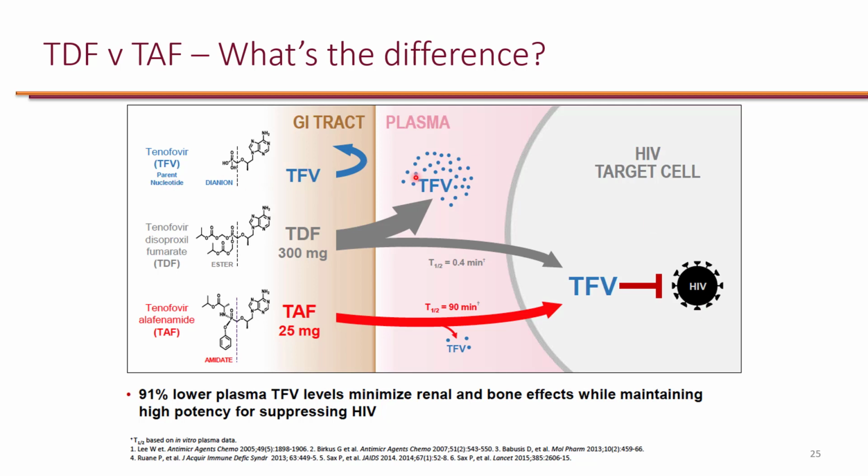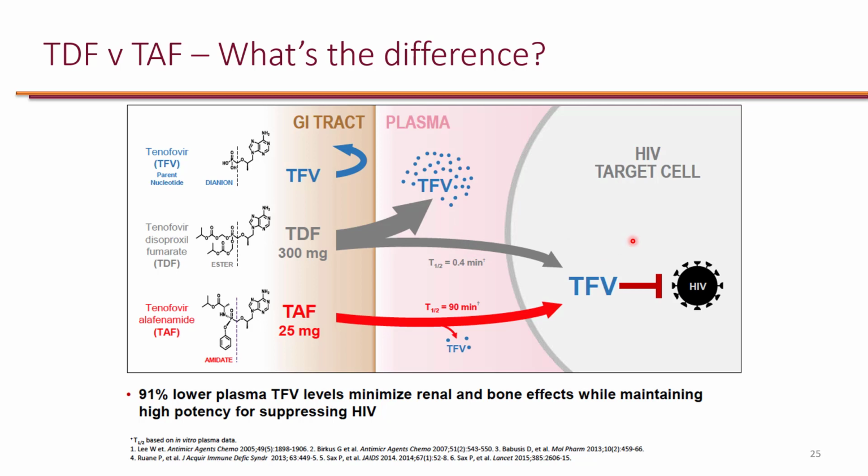So we had to do something. We had to come up with some sort of salt formulation that increases absorption, and that's why we had TDF. Tenofovir disoproxil fumarate gets absorbed from the GI tract. So if you were to give 300 milligrams, it gets absorbed, and then a tiny portion of what gets absorbed goes to the target cells, CD4.